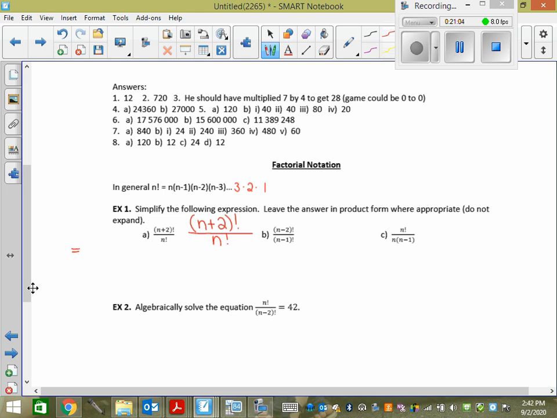So we have n plus 2 factorial over n factorial. N plus 2 factorial is the bigger one, so we're going to expand it. So we're going to start at n plus 2. Then what would be next? 1 less. So what would that be? N plus 1. So if I take 1 away from 2, I get n plus 1. What's 1 less if I take 1 off of there? Just n.